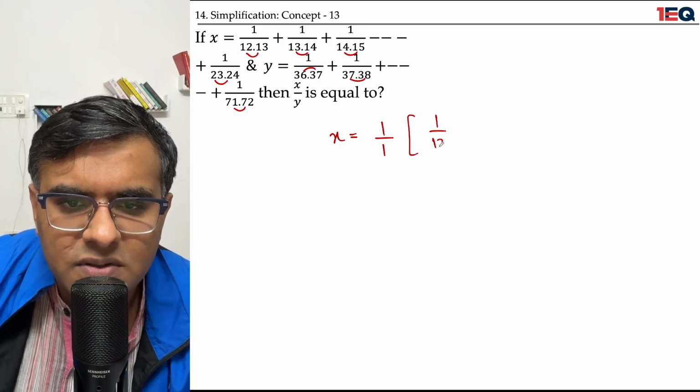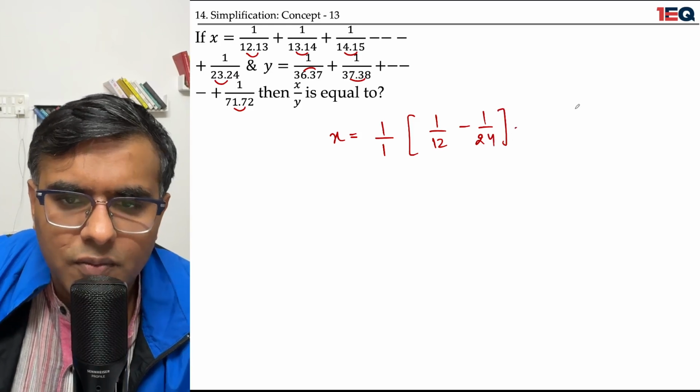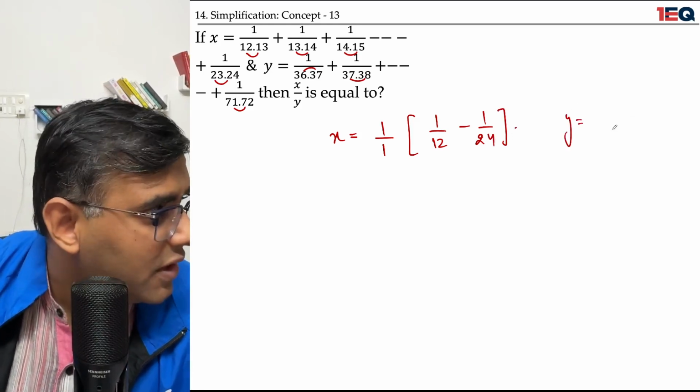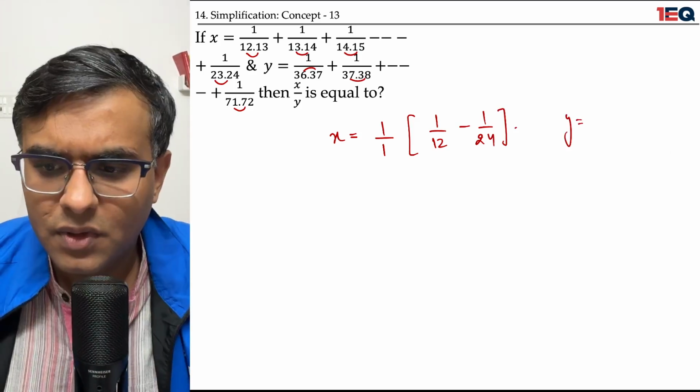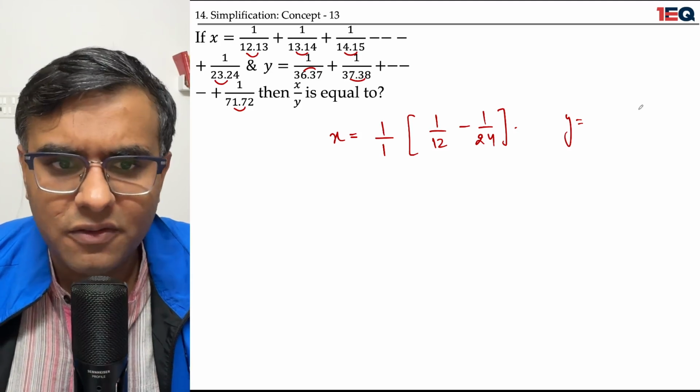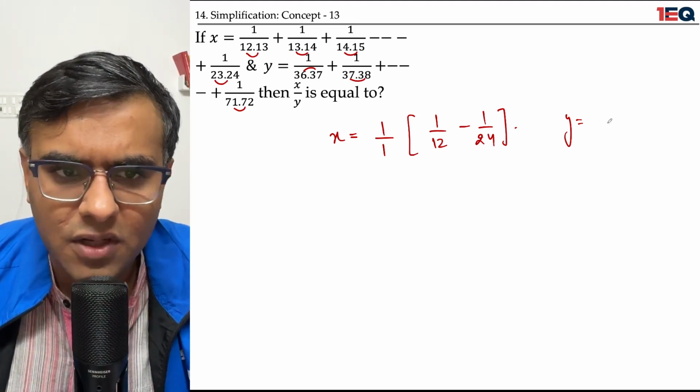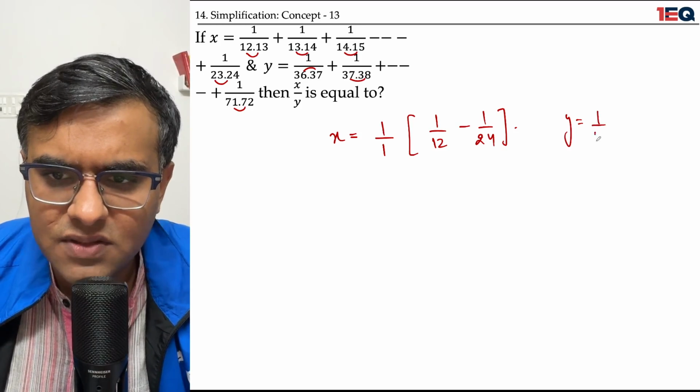The first term is 1 by 12. The last term is 1 upon 24. Similarly, I'll find out the value of y. The value for y would come out as 1 upon the difference, which is 1.